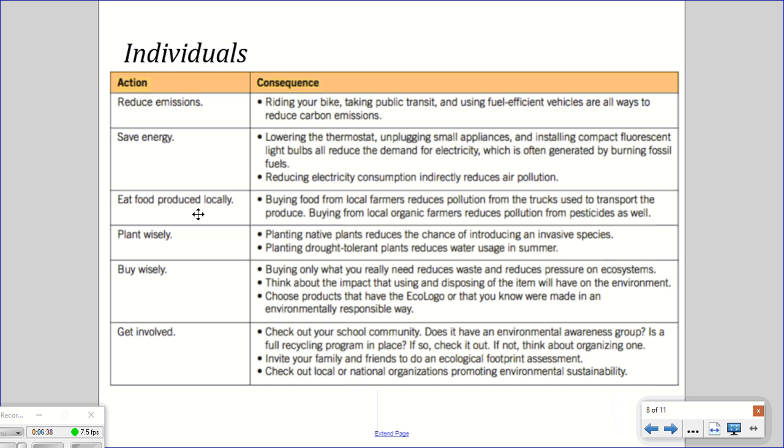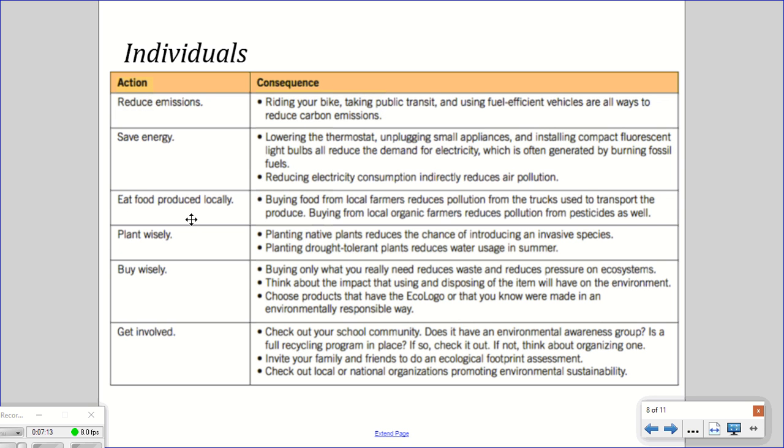There's a number of things that individuals can do. It's not just all corporations. It's a combination of efforts. So on the individual level, you can reduce your emissions. Things like riding your bike, taking public transit, using fuel-efficient vehicles. You can save energy. So by lowering the thermostat, unplugging small appliances, installing compact fluorescent light bulbs, or these days now LEDs, all reduce the demand for electricity.